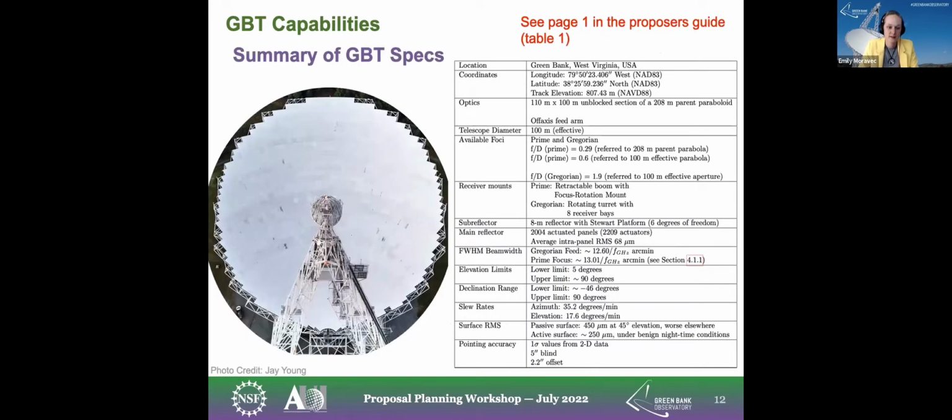So here is a quick summary of the GBT specs, the coordinates, the optics, and you'll want to check out the proposer's guide, which is easy to find on the website. This gives a lot of these main specs and all the information that you might need to know about it, the elevation limits, the declination range, et cetera, and some of the things I already said.